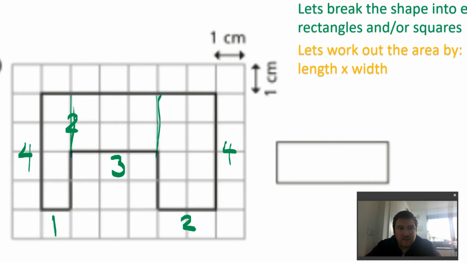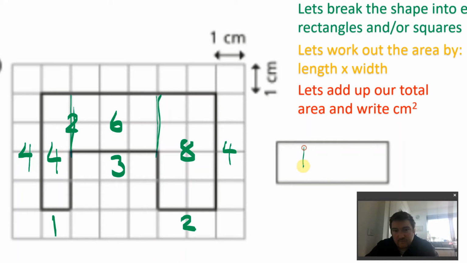And now I can work out the area for this one. 4 times 1 equals 4. 2 times 3 equals 6. 2 times 4 equals 8. So 4 add 6 add 8 equals, if you've put 18 centimeters squared, you're absolutely right.